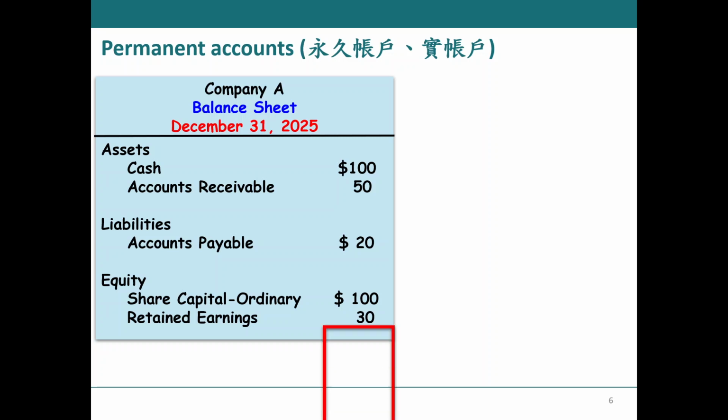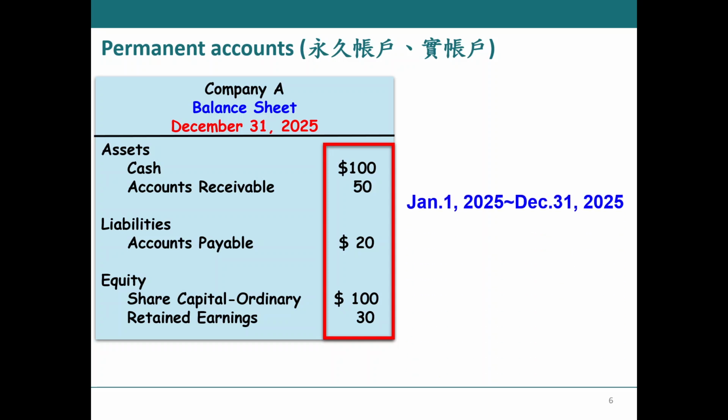Then, could you tell me? The numbers right here, they are only this year's number or they are accumulated since the company's first day to right now, maybe 10 years, maybe 20 years, maybe 30 years. The numbers right here for 1 year or for accumulating numbers. Which one?